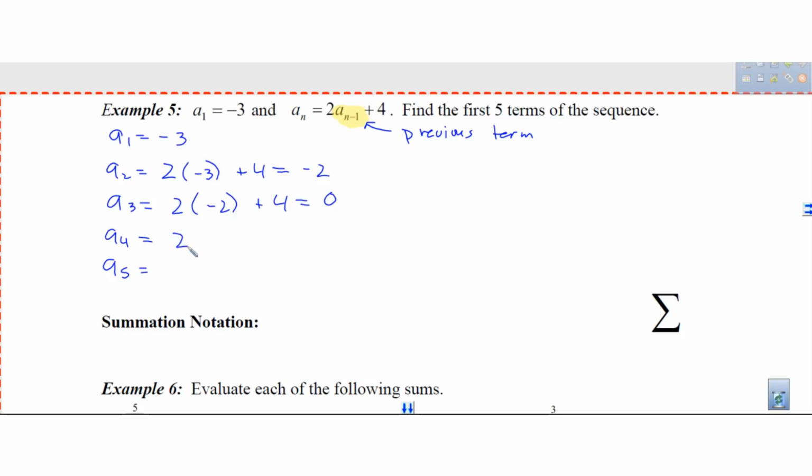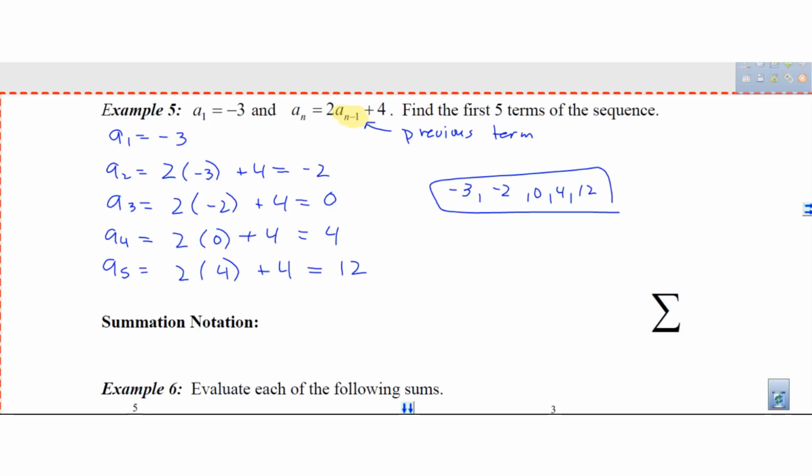Next one. 2 times the previous term, which is a 0, plus 4. That's 0 plus 4 is a 4. Next one. 2 times the previous term, which is a 4, plus 4. That's 8 plus 4, which is 12. You know, if I were you, I think I'd write it as an actual sequence, and it would look like that, and I'm done.